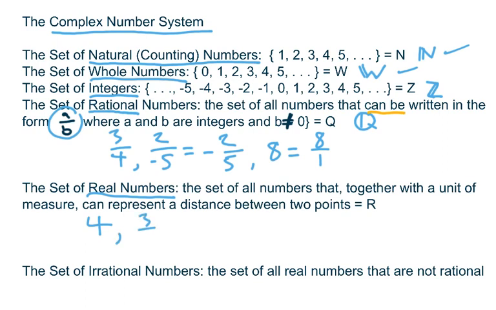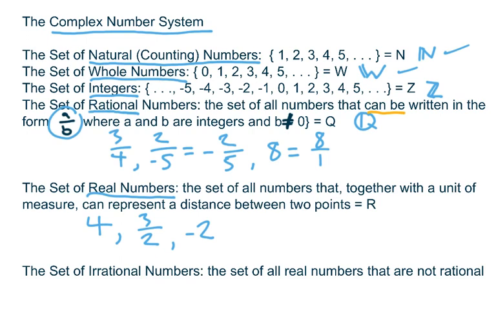3 halves could represent a distance between 2 points. Maybe they're 3 halves of an inch apart, so that would qualify as well. Negative distance does make sense. In a sense, we're going to say that it does, in the sense that perhaps we're moving in an opposite direction. So negative 2 miles would be, for example, if I'm looking to the east, negative 2 miles could be 2 miles to the west. So we're going to allow for negative distance as well.